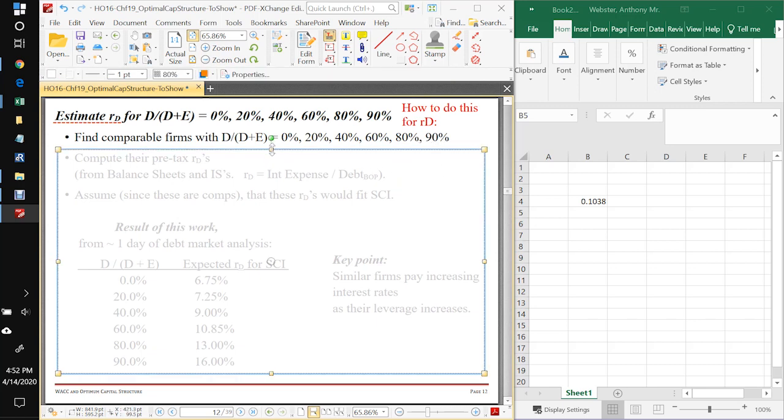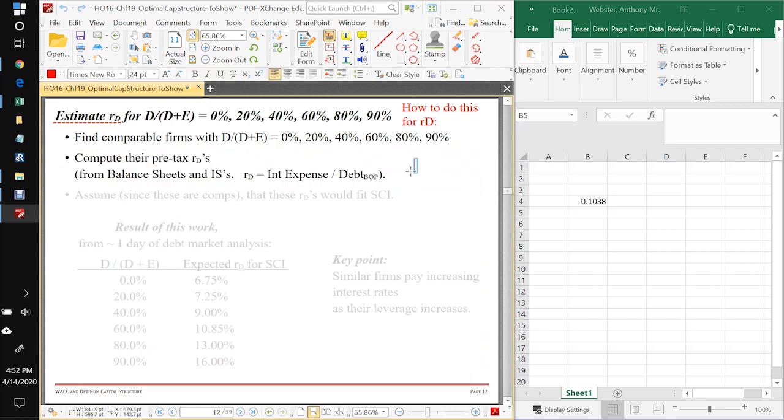And once we've got those comparable firms with these leverage ratios, we compute their pre-tax cost of debt capitals. How do we do that? We just go right from their balance sheets and income statements, where if we're just using financial statements for the whole firm weighted average, the pre-tax cost of debt capital is equal to interest expense divided by debt at beginning of the period. So that's the prior year's balance sheet, okay?